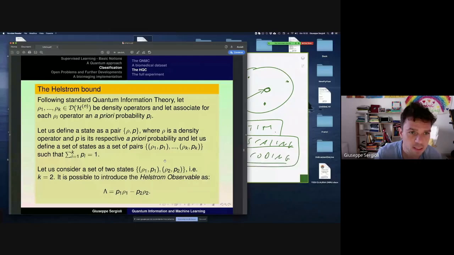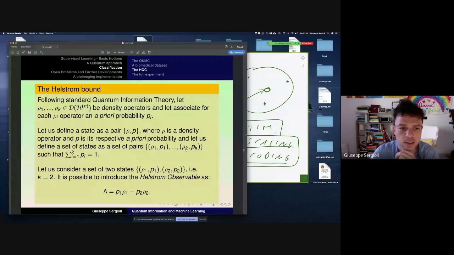So, following the standard quantum information theory, this is one of the constructions that was introduced by Helstrom some decades ago. Following standard quantum information theory, let rho 1 to rho k be density operators, and let us associate to each rho an a priori probability. So we can define a state as a pair (rho, p). It is very similar to the definition we gave of the pattern, where the pattern is given by a vector and a label, but now we have an a priori probability. Here rho is a density operator, and p is its respective a priori probability, and let us define a set of states as a set of pairs, given in this way.